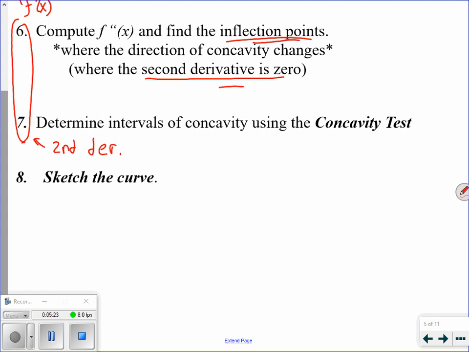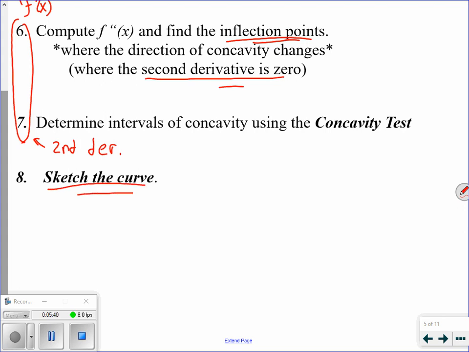And we determine the intervals of concavity using pretty much the same concept as increasing and decreasing. We do the number line for the second derivative. So where it's positive, it's concave up, where it's negative, it's concave down. And we use those number lines to help us sketch the curve.